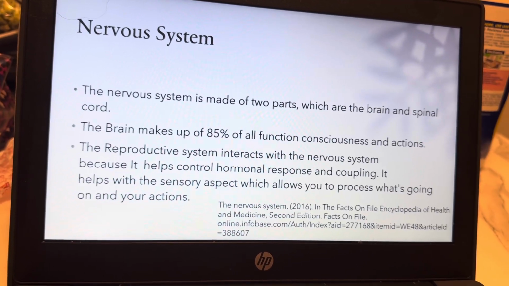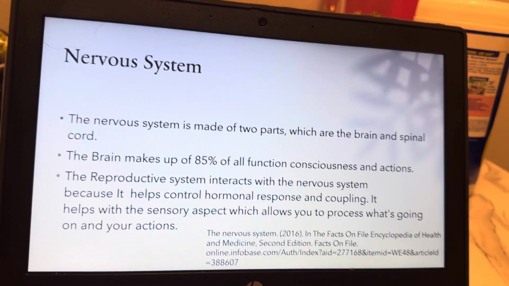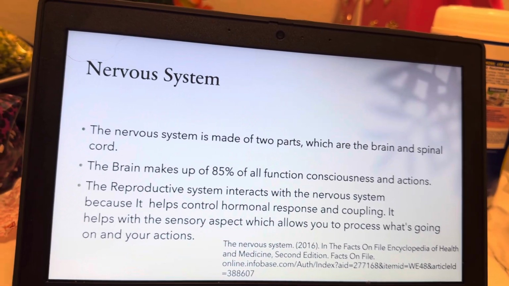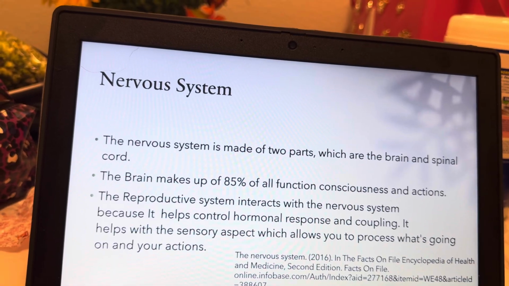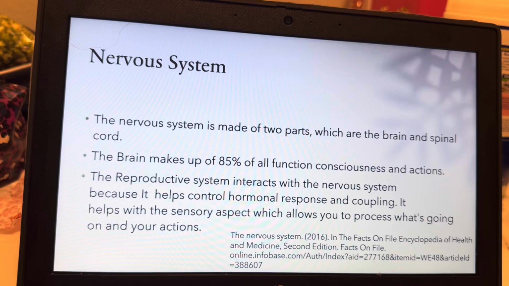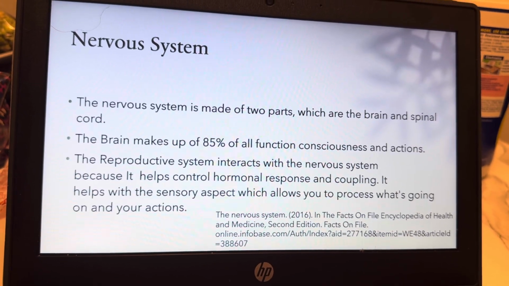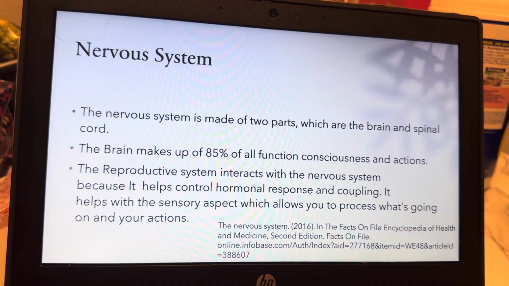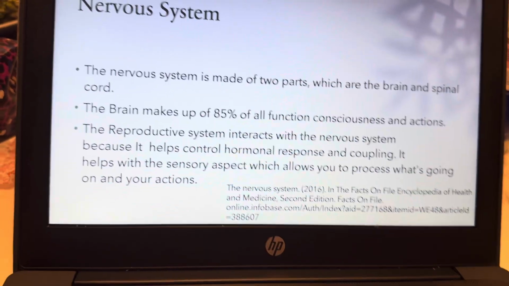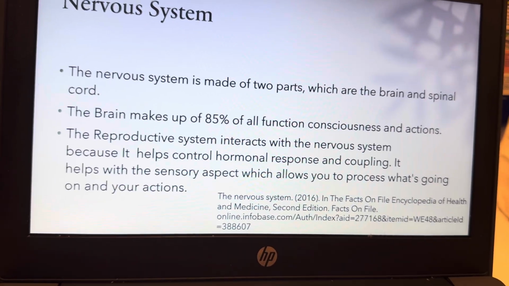Another system is the nervous system. The nervous system is made of two parts, the brain and the spinal cord, and the reproductive system interacts with the nervous system because it helps the hormones respond and also helps with coupling or mating, and it helps with the sensory effect. So it allows you to process what's going on in your actions and what you're doing to cause the reproduction.